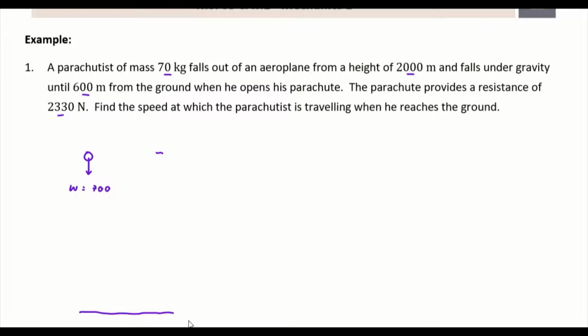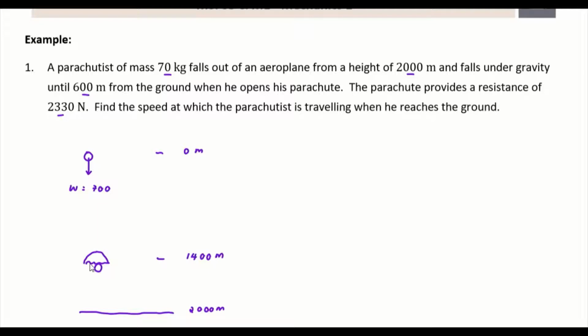We know that displacement is the change of position relative to the original position, so this will be the place for 0. Then this will be my displacement of 2000 meter when he reaches the ground. The question tells us that he falls under gravity until 600 meter from the ground. Compared to the original position here, it's actually 1400. This is where he opens his parachute. I'm just going to draw like this, after he opened the parachute.